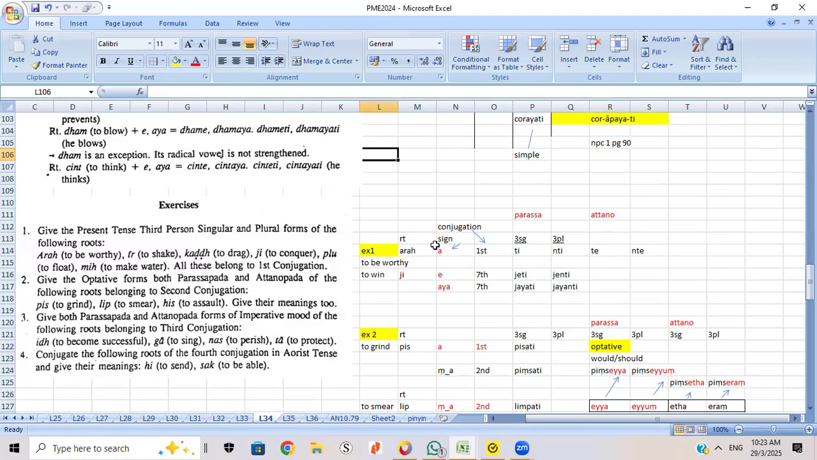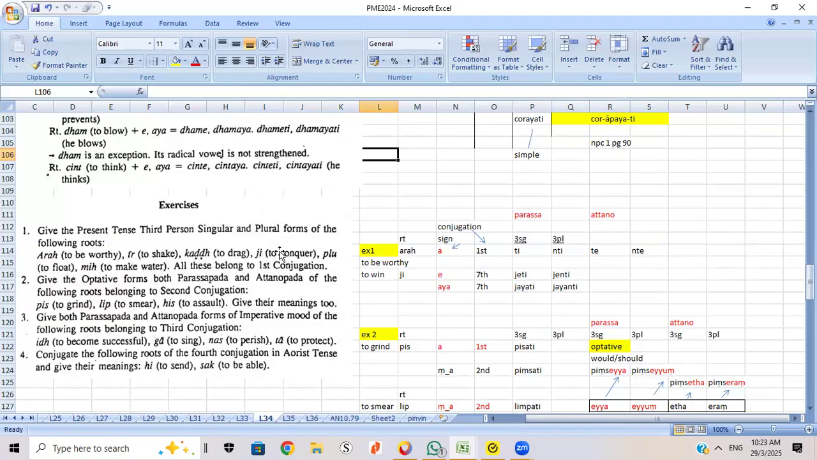This is the conjugation sign. The sign is a, the first one. So the conjugation is the first conjugation. This is the ending. We're only interested in the ending. After you know all this, you can add it in by yourself already. All right. Now, second one, I pick one of them.